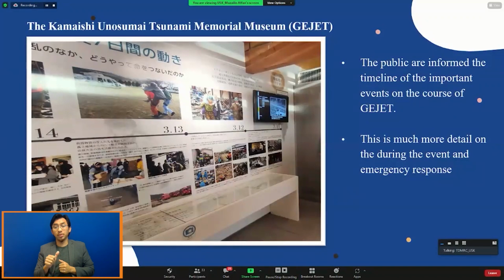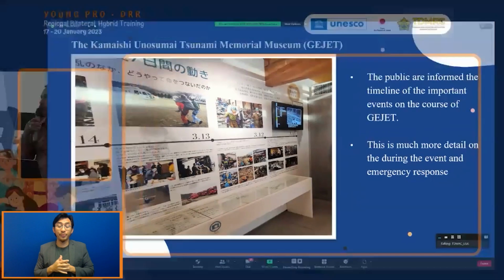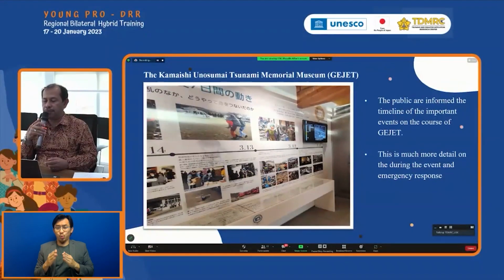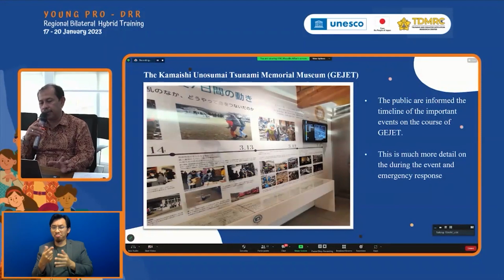Okay, another thing that is interesting to share with you. I visited the Kamaishi Unosumai Tsunami Memorial Museum in Japan. I think this is also a newly opened museum in Japan, which also exhibits nearly the same.